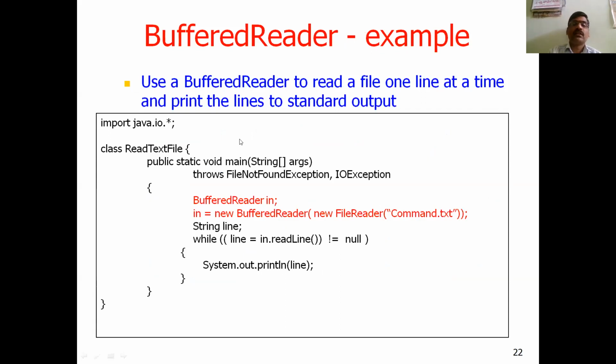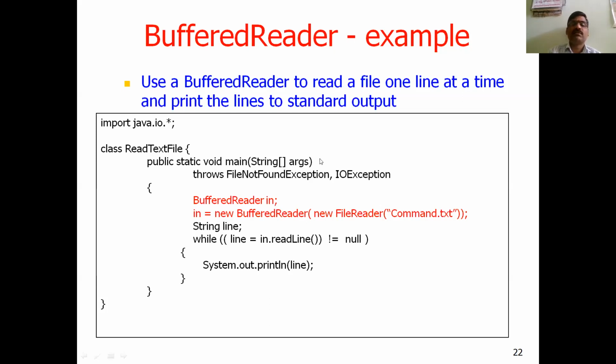Now in this example, we are demonstrating the buffered reader to read a file one line at a time and print the lines to the standard output device. So here we are using BufferedReader, reading line by line instead of reading character by character from a file. So I'm defining a class here with some class name and a public static void main method.